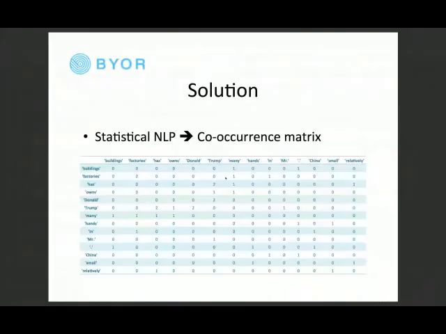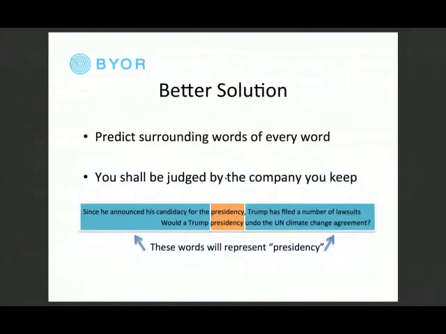Okay. So what's the better solution? The better solution is, instead of capturing these co-occurrence counts directly, we're going to predict the surrounding words of every word. So given the center word, can I predict the word to the right or the words to the left? Like given the word presidency, can I predict Trump on the right or on the left? The question that I just asked is the main concept of Word2Vec.